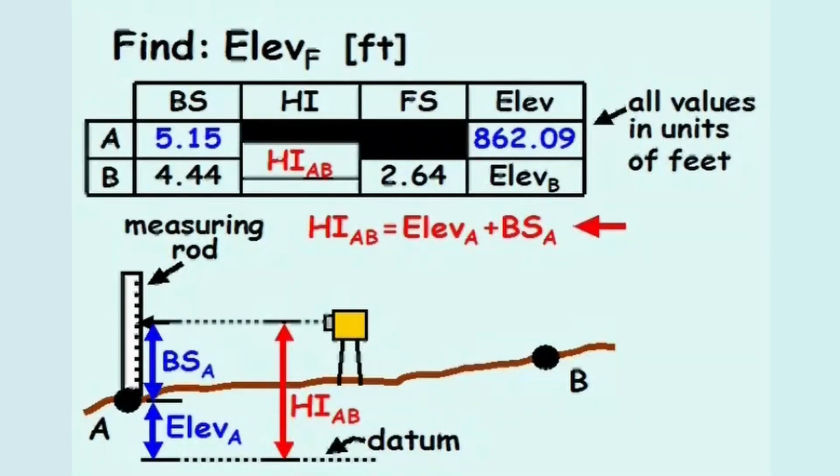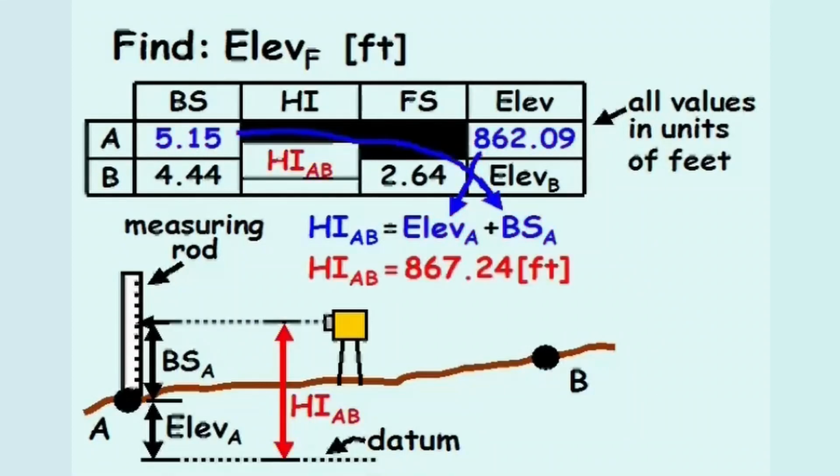Now we can compute the height of instrument AB as the elevation at point A plus the backsite reading at point A, which equals 867.24 feet.